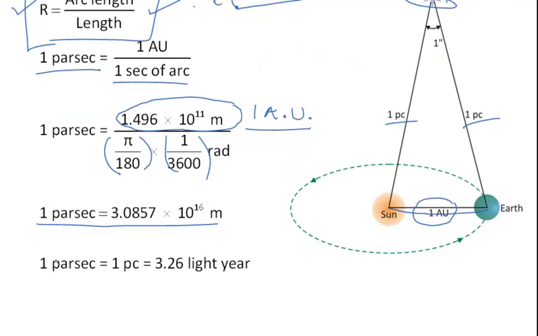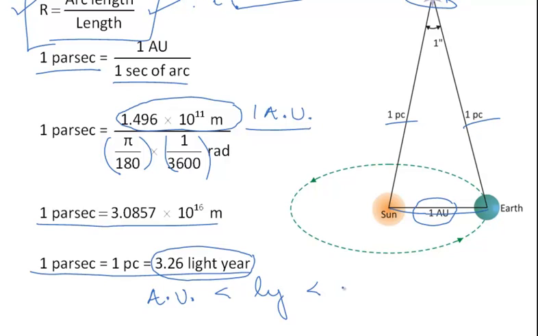Now this 1 parsec is written as 1 pc, which is roughly equal to 3.26 light years. Okay, so if you wish to write the distances in increasing order, then AU is smaller than light year, which is further smaller than 1 parsec.